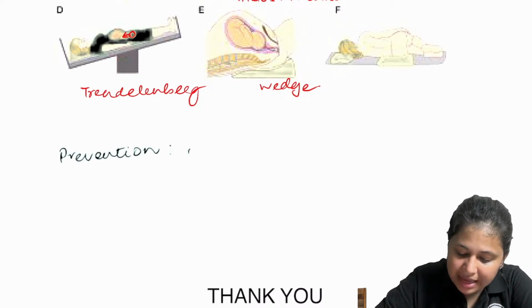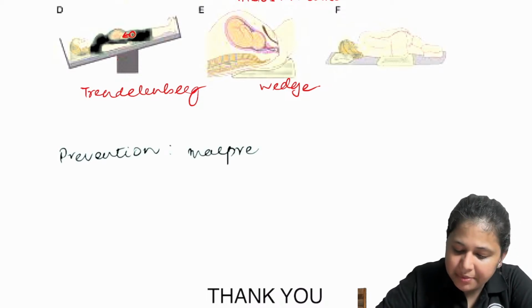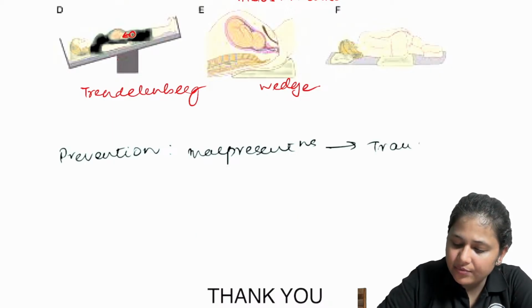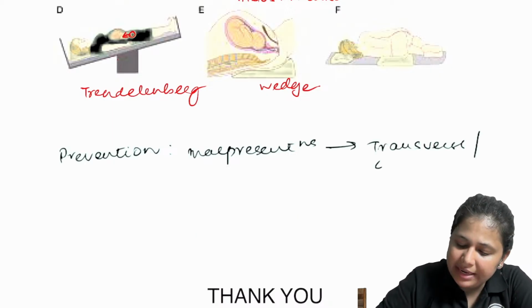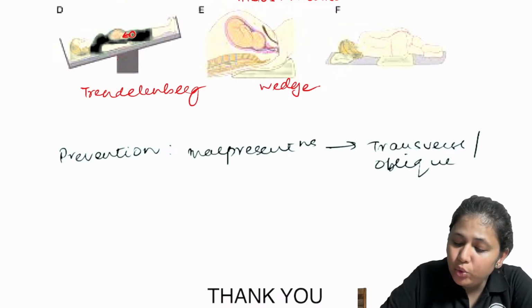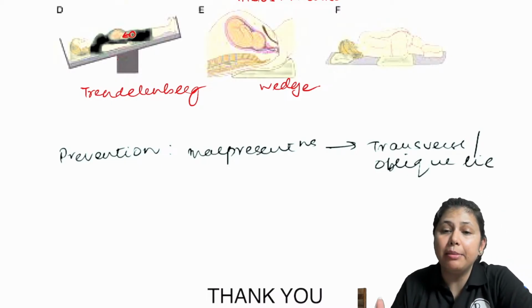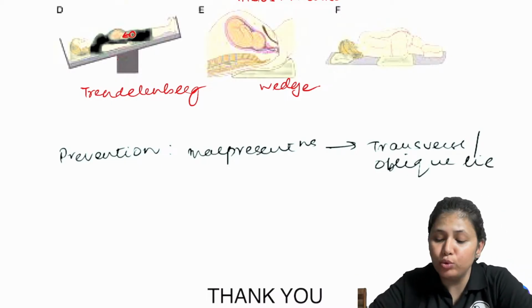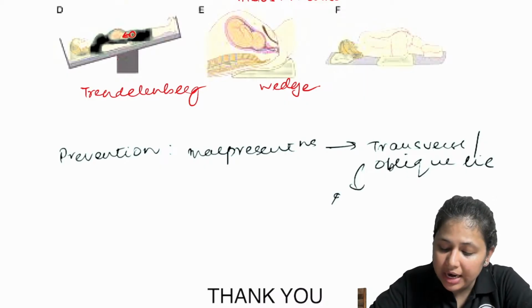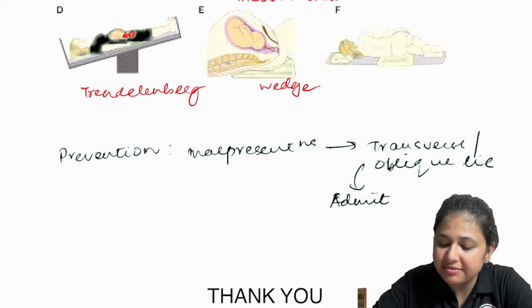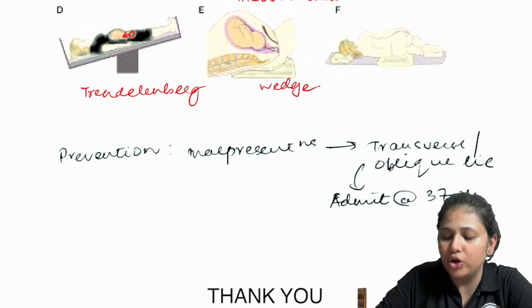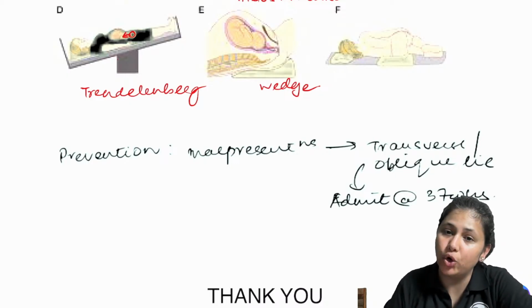Number one, if you have malpresentations like transverse lie or oblique lie, do not let them go into labor or have their membranes rupture outside the hospital. You admit them at 37 weeks, whether they are in labor or not.